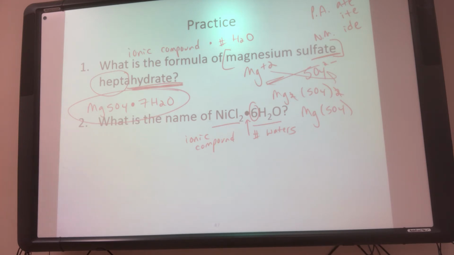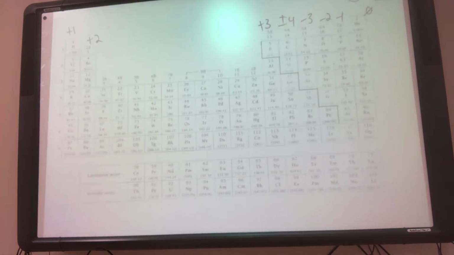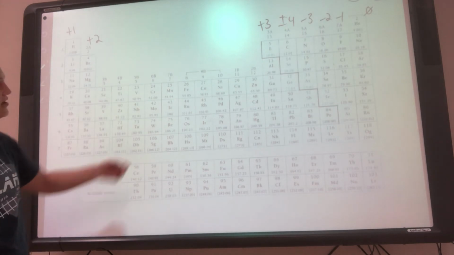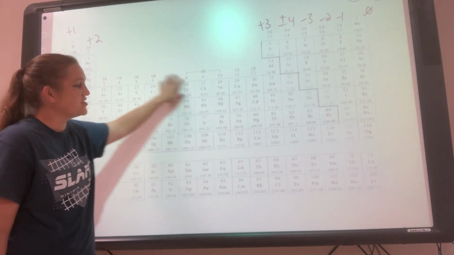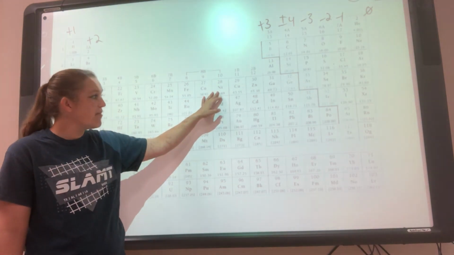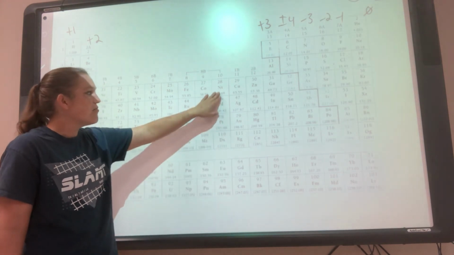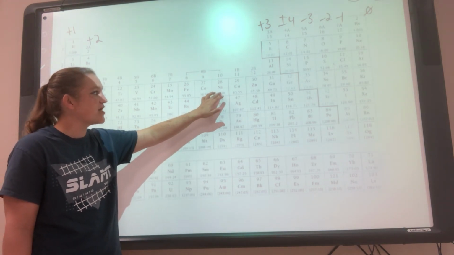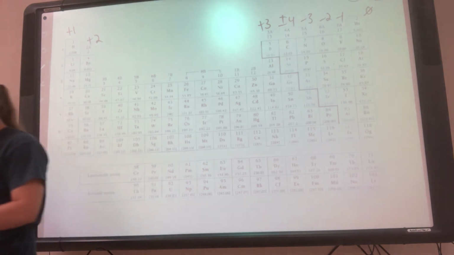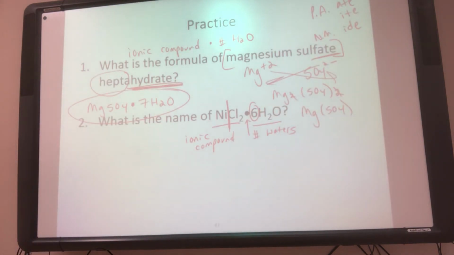Okay, so let's name the ionic compound first. The first thing I see, I have Ni and I have Cl, so there's no polyatomic ions. I need to figure out what Ni is, so I go to the periodic table and find Ni right here. It's a transition metal, so I know it's a metal. I already know it's ionic because it has to be ionic if it's with a hydrate. But since it's a transition metal, I have to figure out its charge. I have to do the Roman numerals. So this Ni is a metal, and he's variable, so I've got to figure out his charge.